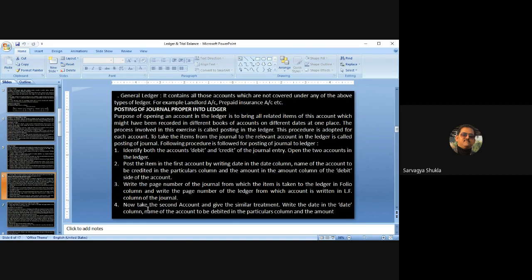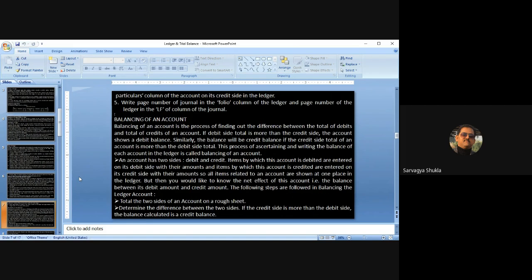Now take the second account and give the similar treatment. Write the date in the date column, name of the account to be debited in the particulars column, and the amount on the credit side of the ledger. Write the page number of journal in the folio column of the ledger, and page number of the ledger in the ledger folio column of the journal. So this is the process from which we have to post the entries in the particular ledger.